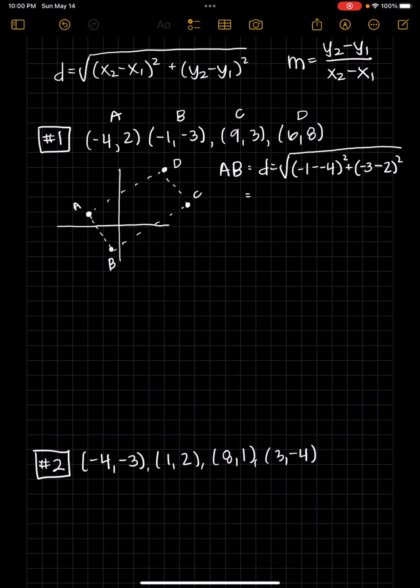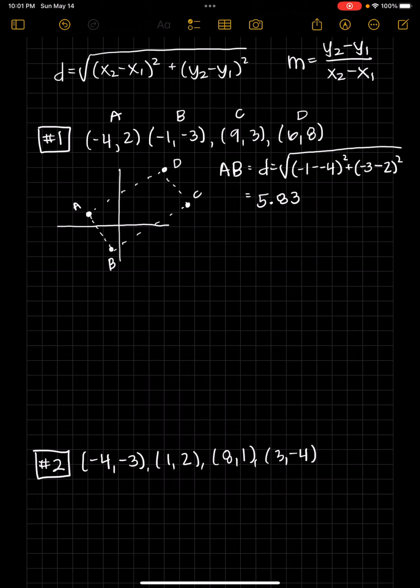So the 2 negatives in the first set of parentheses go to a positive. So I'm going to say -1 plus 4 squared, and then -3 minus 2 squared, and that's all under the square root. And I get approximately 5.83.